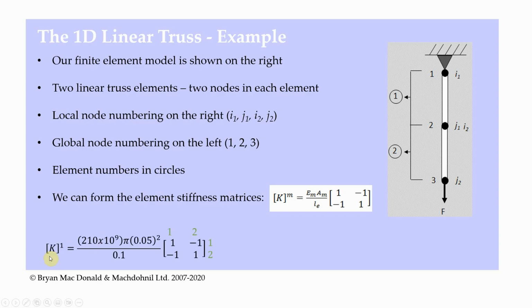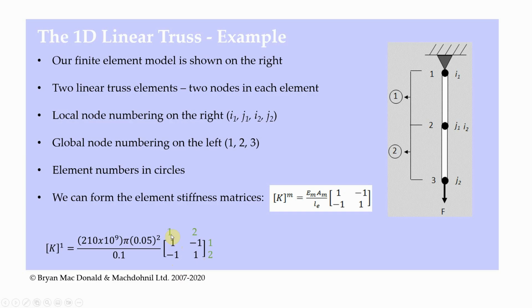So for element number 1, K1 is going to be the Young's modulus or elastic modulus, which is 210 times 10 to the power 9, 210 gigapascals. The length of the element is 0.1 meters, and we were told that it had a diameter of 0.1 meters, and that's a radius of 0.05. So pi r squared, pi times 0.05 squared, will give us the cross-sectional area of that element. And I have 1, minus 1, minus 1 and 1.